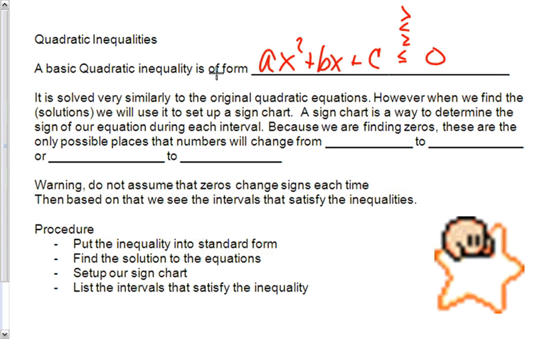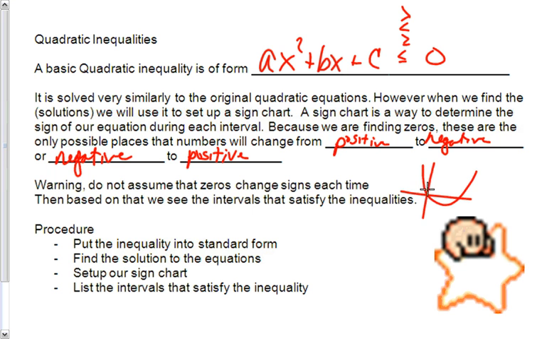Because we are finding zeros, that's what we need to find first. That is the only place numbers will change from positive to negative, or negative to positive. Think about it, a graph. Here's a quadratic. Remember, it's a parabola. It's above the axis here, it's positive, then it's negative down here, and then it hits a root, which we can find from our last section, and then it's positive again.